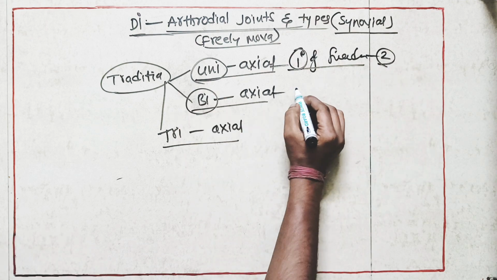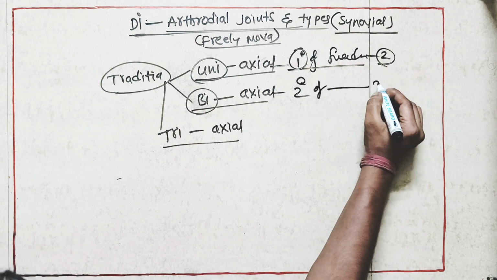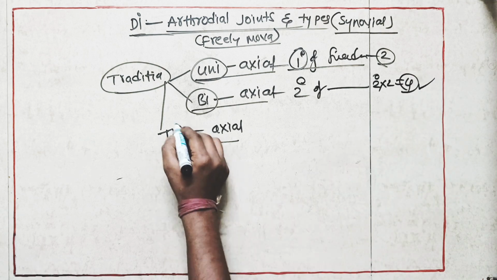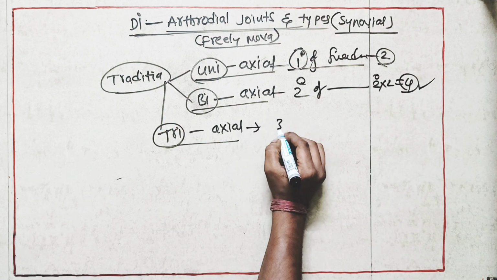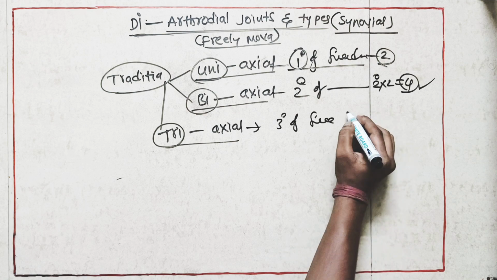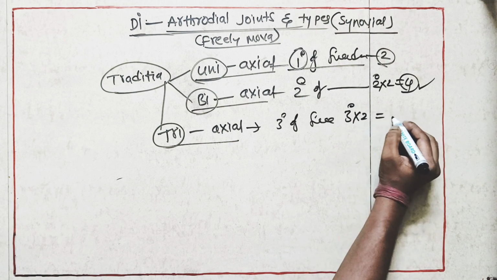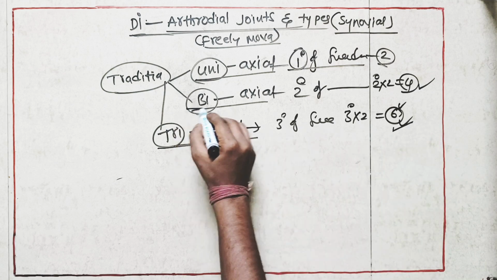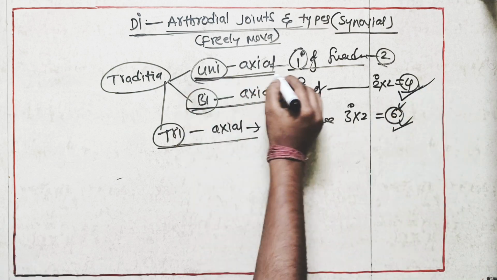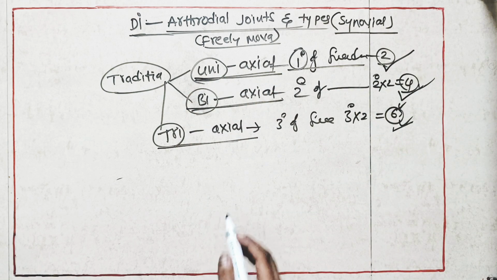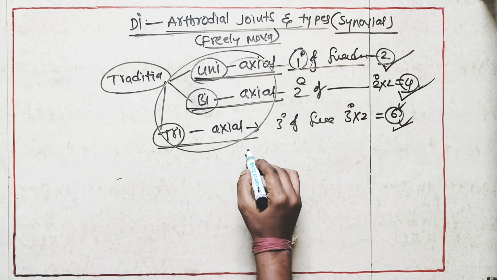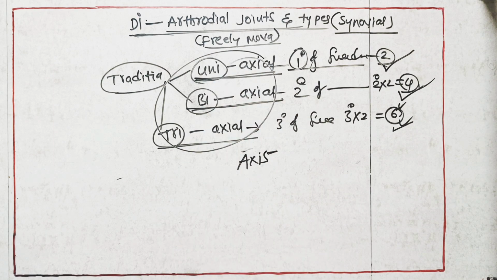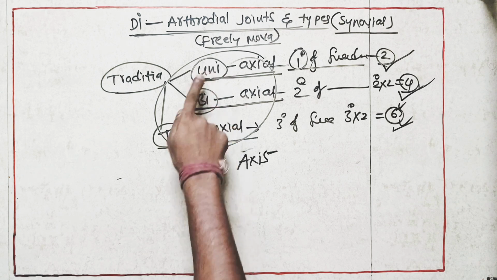Biaxial means 2 degrees of freedom. So 2 degrees of freedom into two movements, total 4 movements. This is triaxial, so 3 degrees of freedom; 3 into 2 movements equals 6 movements. So in a triaxial joint, 6 movements will be there; biaxial joint, 4 movements; uniaxial joints, 2 movements. On the basis of the main axis, they divided the joints into uni, bi, and triaxial joints. Now we'll see uniaxial joints.